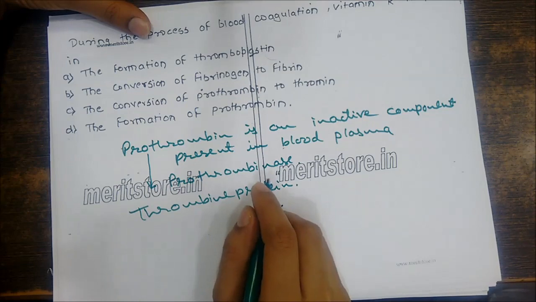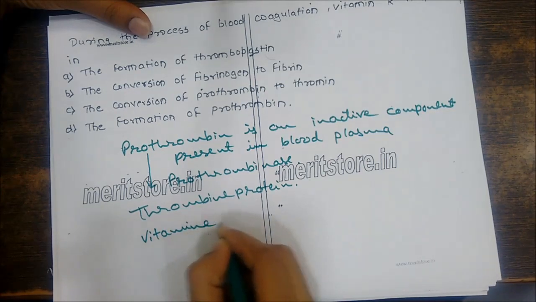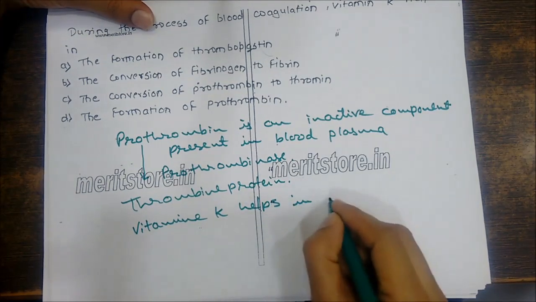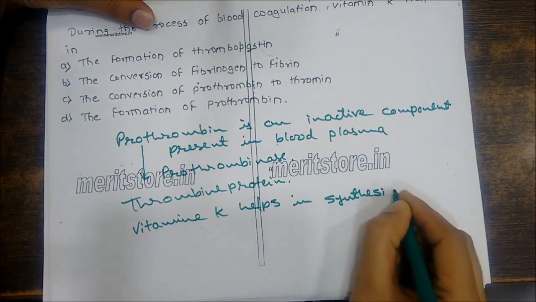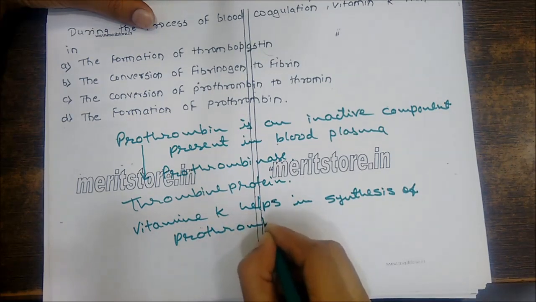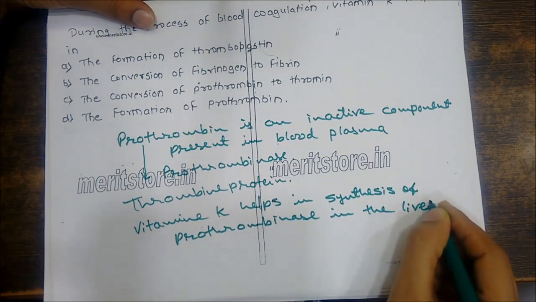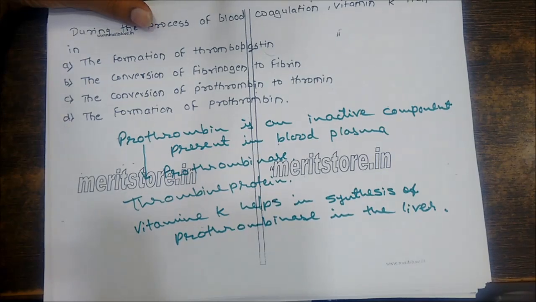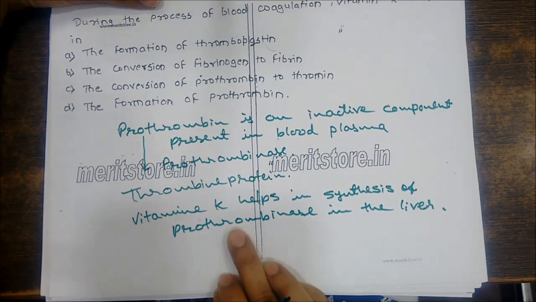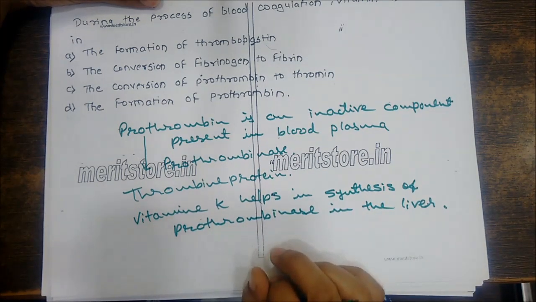With the help of vitamin K, vitamin K helps in synthesis of this prothrombinase in the liver. So the presence of vitamin K helps in synthesis of prothrombinase in the liver.